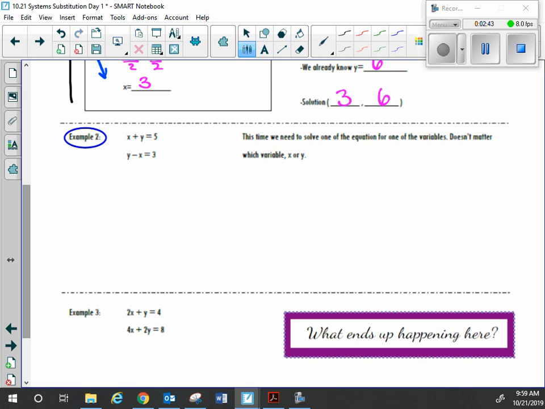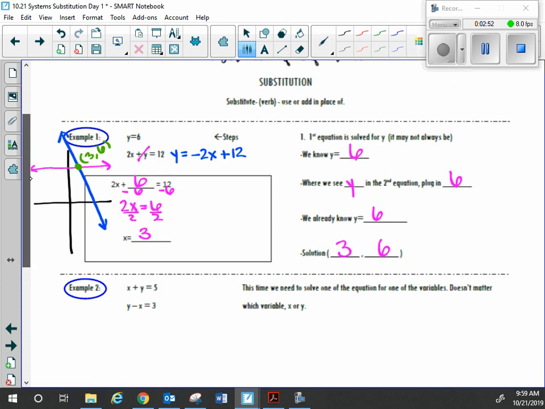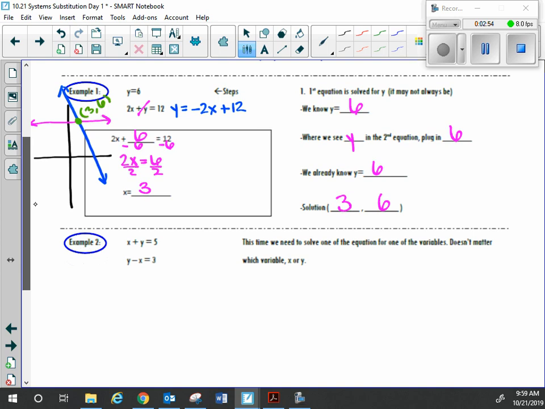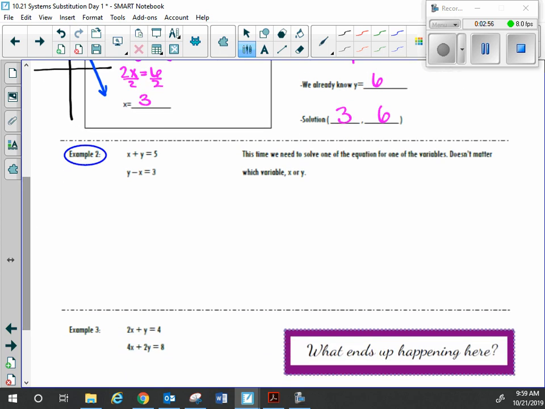So this time we need to solve the equation for one of the variables. It doesn't matter which variable, x or y. So the first one, what was already solved? Y equals 6, right? So I need something that says either x equals or y equals. And it doesn't matter which one you choose to solve. So do y'all want to solve the first equation or the second equation? The first. Okay, great. So we can do x or y.